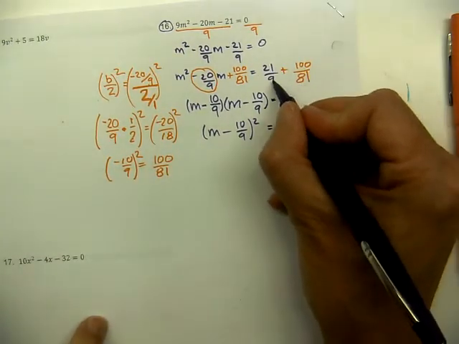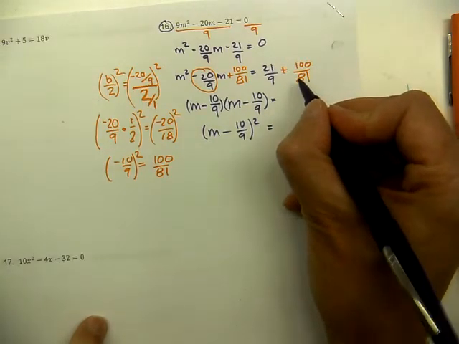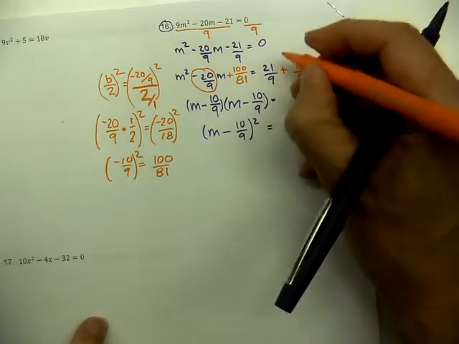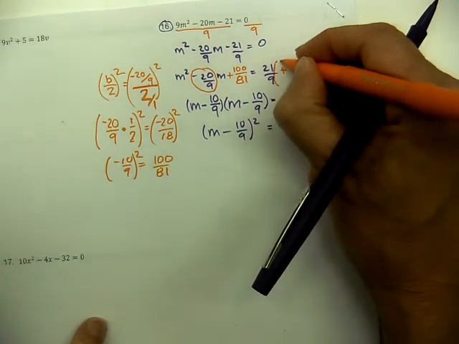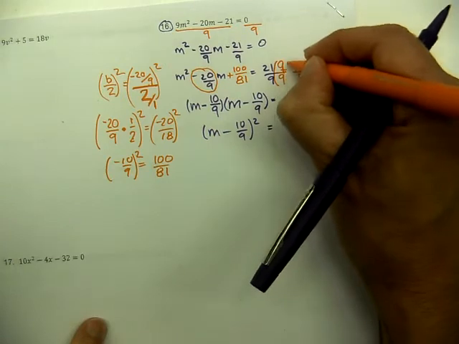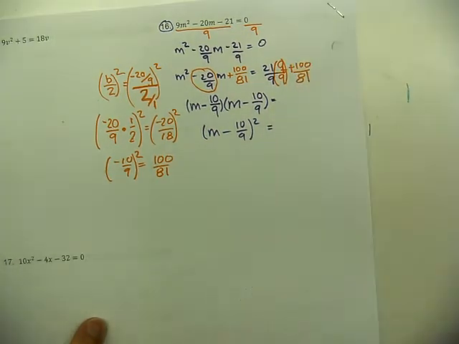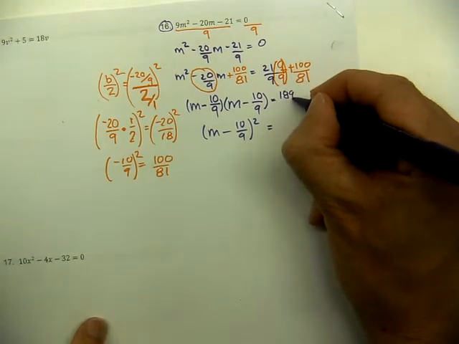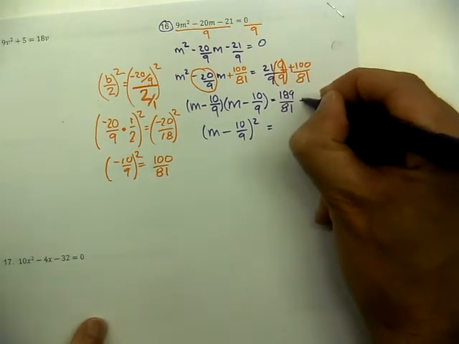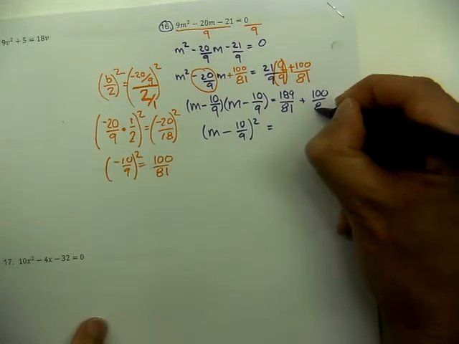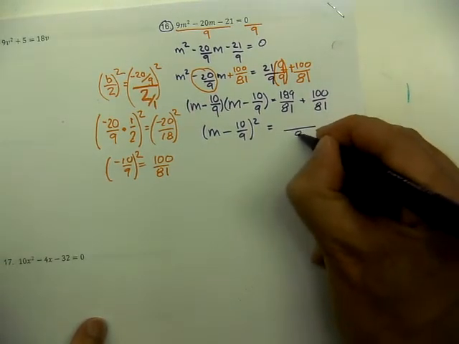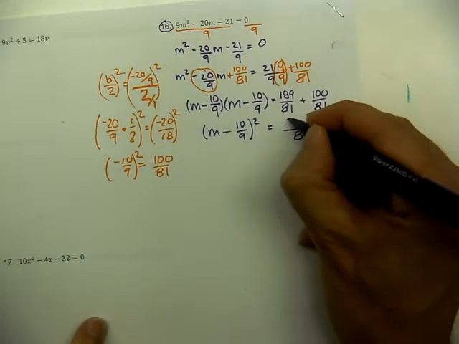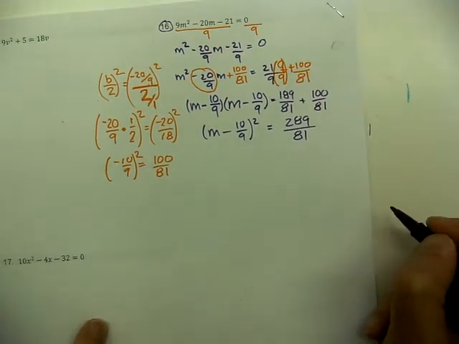So we have a little bit of work here on the right-hand side because I want to add fractions, but they don't have a common denominator. We have to create a common denominator. We'll use that 81 because we can take the first fraction and multiply it by 9 over 9 to create that common denominator of 81. So what we have here is 189 over 81 plus 100 over 81. That means we can combine those numerators over the common denominator of 81. So that'll give us 289 over 81.